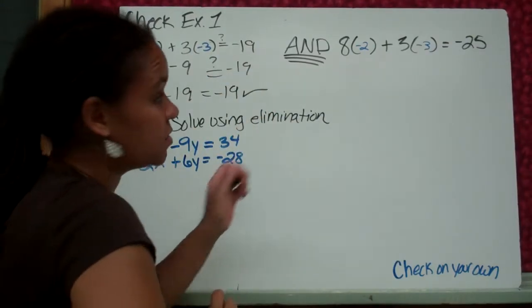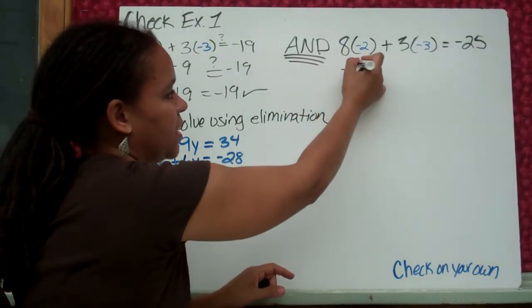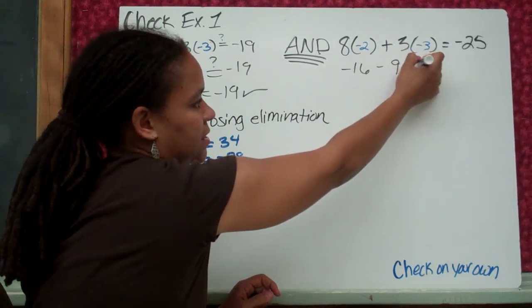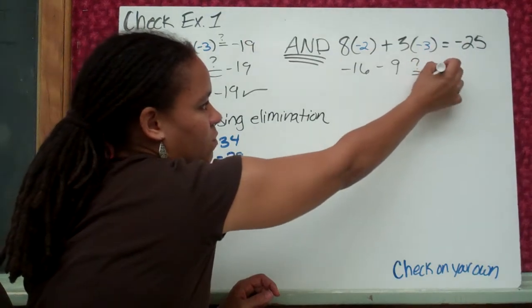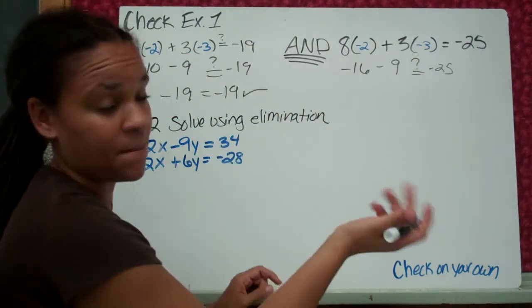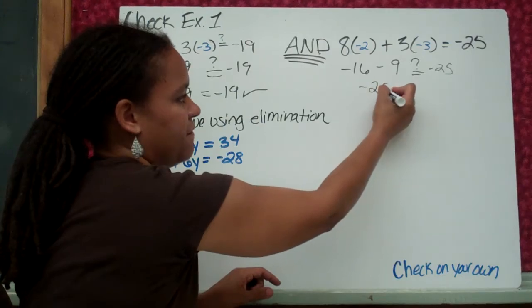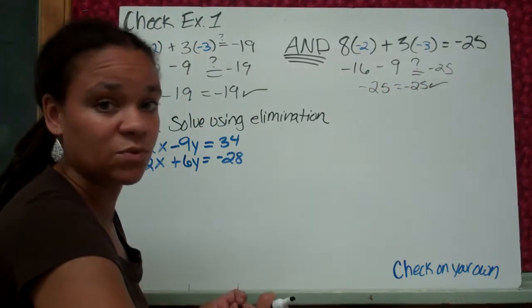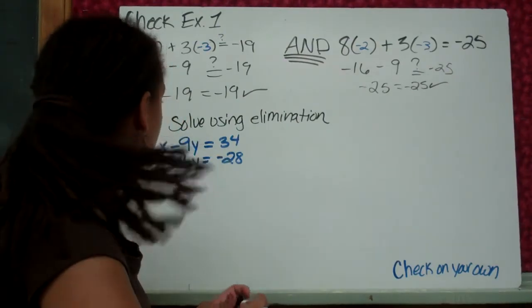Check. It worked. 8 times negative 2, negative 16 minus 9. Does that equal negative 25? Negative 16 minus 9 is negative 25, which equals negative 25. Check. It's right. So we know we did this one correctly. Don't forget to check your work.